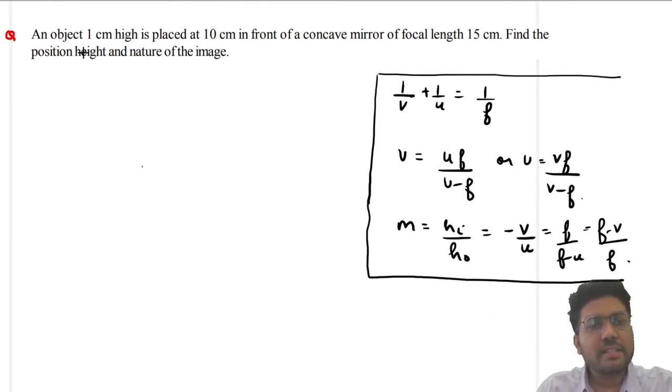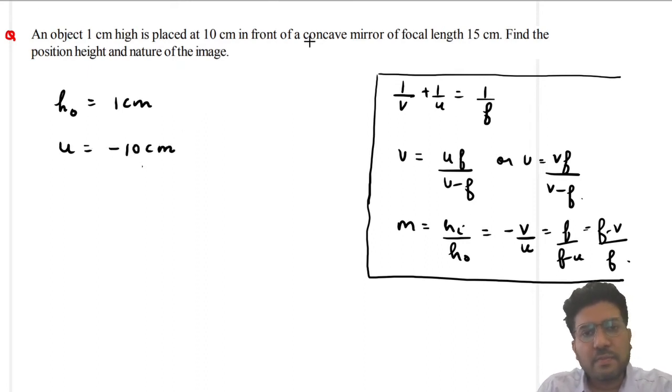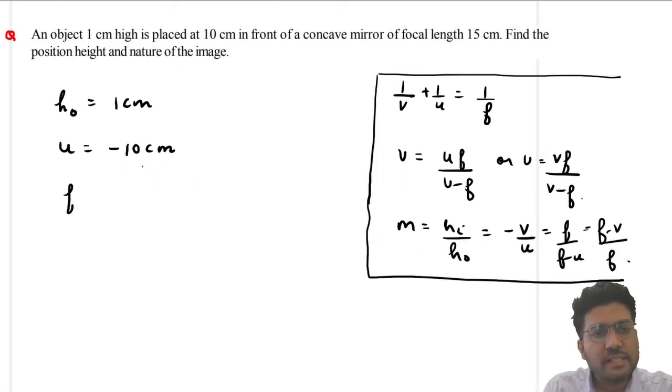Now let us look at this question. An object 1 centimeter high is placed at 10 centimeter in front of a concave mirror of focal length 15 centimeter. Then find the position, height and the nature of the image. So it is given in the question that the height of the object is 1 centimeter, and it is placed at a distance of 10 centimeter in front of a concave mirror. Front means the object distance is negative because it is a real object. There is a concave mirror of focal length 15 centimeter.